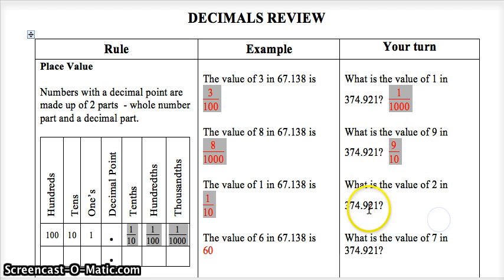Now the value of the 2 here, 374 again is the whole number part. Then we've got 9 in the tenths column and 2 is in the hundredths column. So the value of the 2 is 2 hundredths, or 2 over 100.